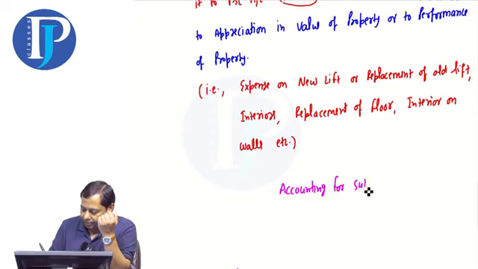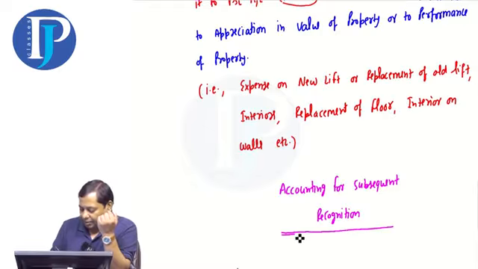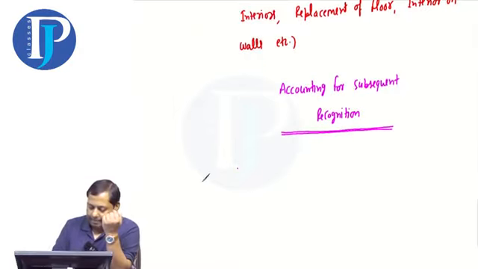Accounting for subsequent recognition. So if you have to do accounting for the purpose of subsequent recognition, so case 1. Please tell me what was case 1 about. The first case was of repairs.